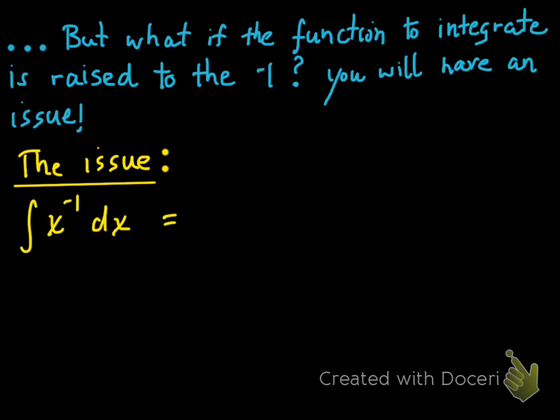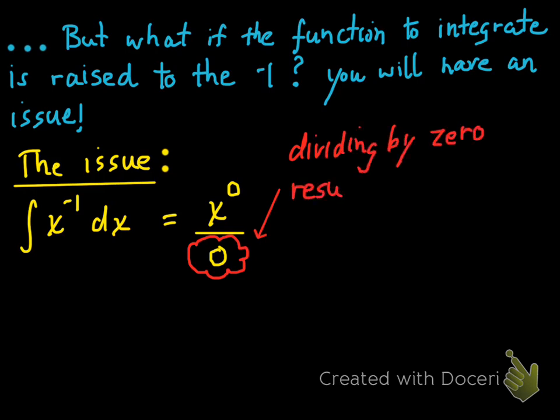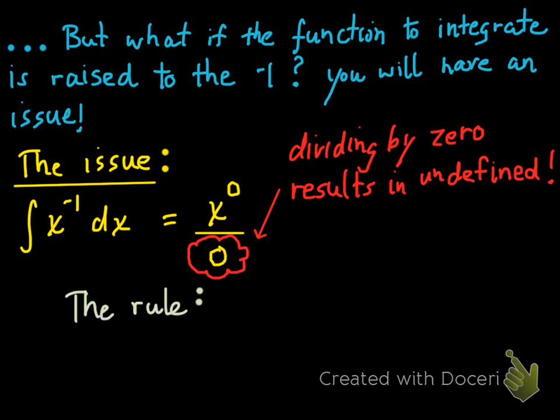Suppose you're integrating x to the negative first dx. You add 1 to the exponent, you get x to the 0. Divide by that new exponent, you're getting divided by 0. Alert, problem. Dividing by 0 results in an undefined answer. There's got to be a better way to roll. So here's the rule associated when you have an exponent equal to negative 1.